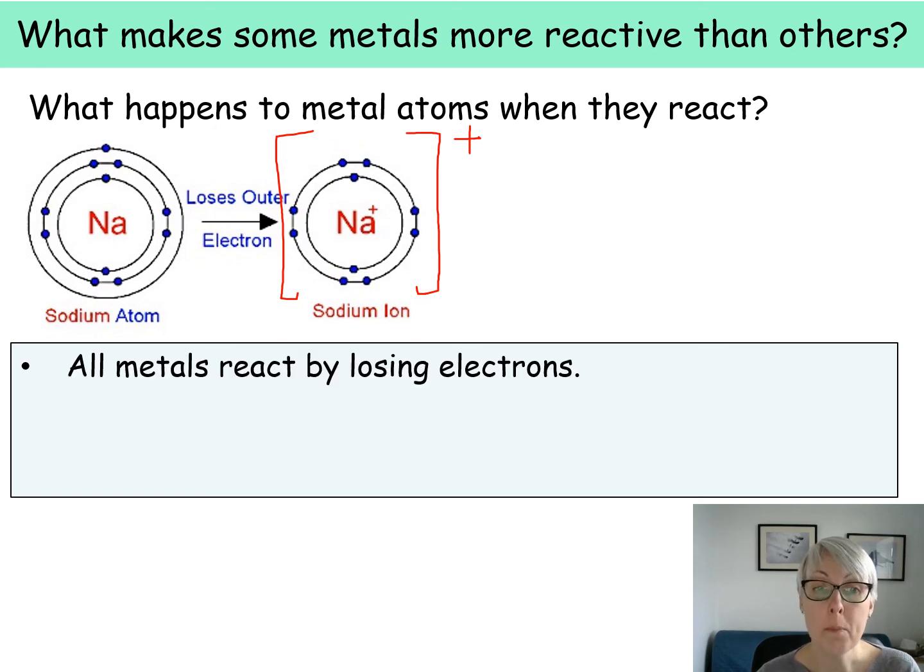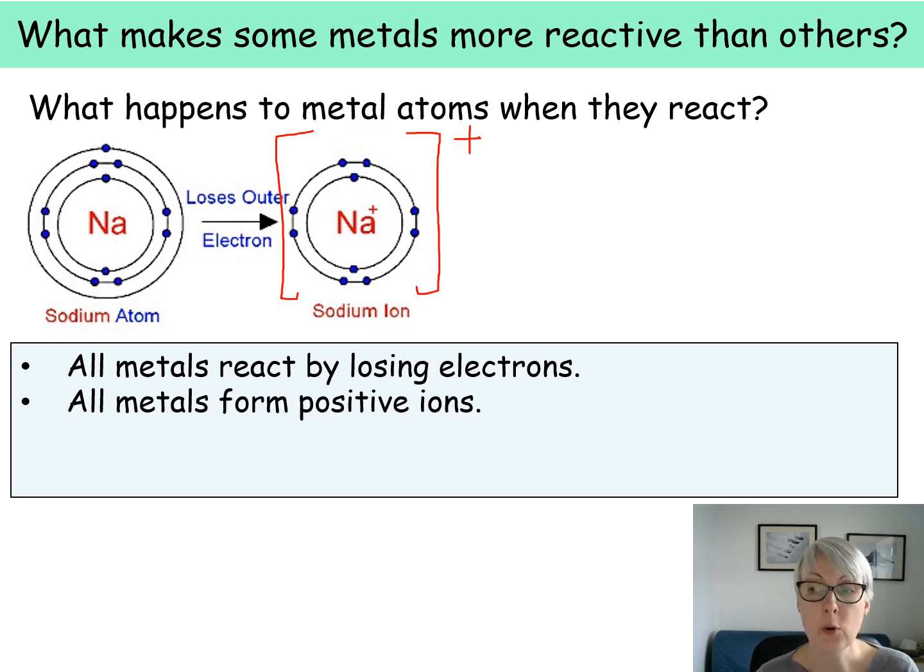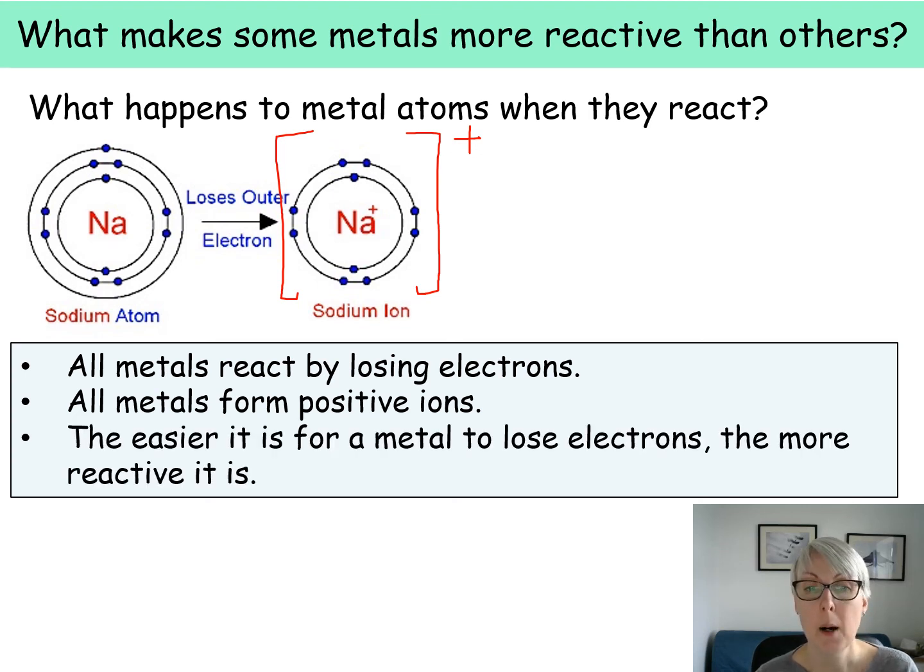So all metals, not just sodium, react by losing electrons. And when they do that, they form a positive ion. So all metals form positive ions. But for some metals, it's easier to lose electrons, and the easier it is for a metal to lose electrons, the more reactive it is. So some metals are more reactive than others because for some it is easier for them to lose electrons and form that positive ion.